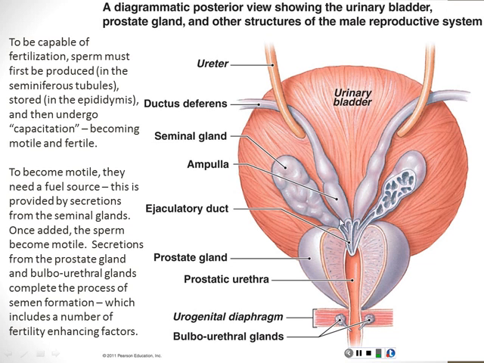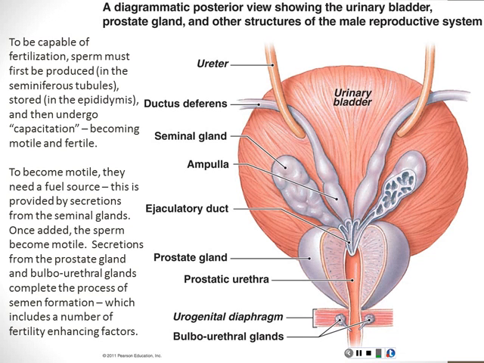So the seminal gland, which is right here, releases fluid into the ejaculatory duct, right along next to the ductus deferens, and the seminal gland's fluid contains fructose, and lots of it. So now there's gas for the engine.